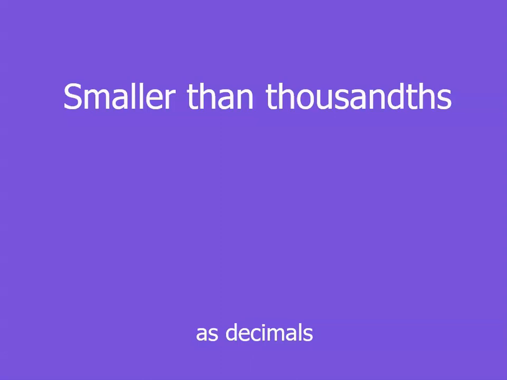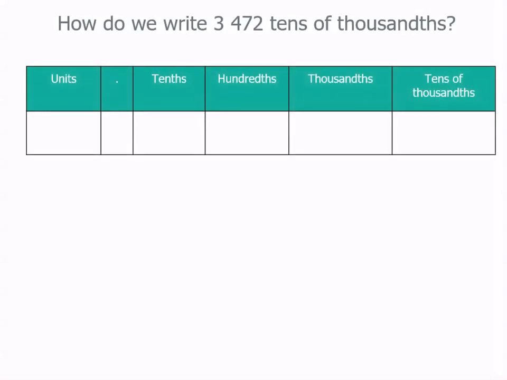Let's see how we can write decimals from numbers that are smaller than thousandths. How can we write 3,472 tens of thousandths? Well, I have a place value table, but I'm going to write it as a fraction first because it's parts of a whole. So we've got tens of thousandths. So that tells us our denominator is 10,000.